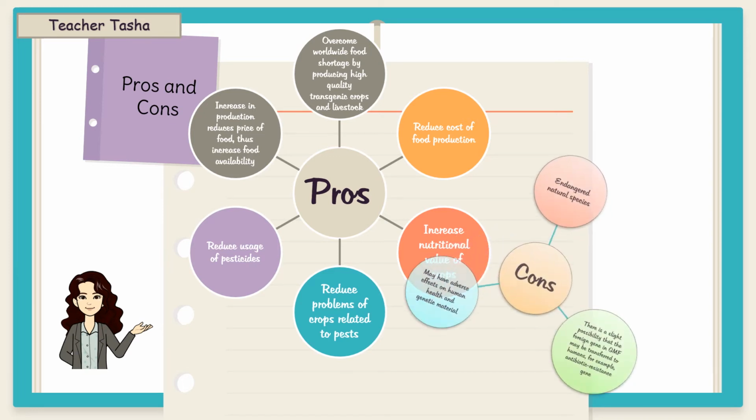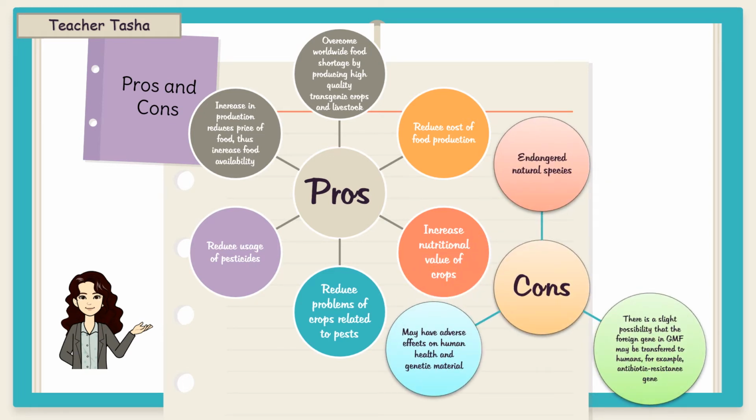But the cons are that, okay, it actually endangers natural species. There is a slight possibility that a foreign gene in genetically modified food may be transferred to humans, for example, an antibiotic resistant gene. And this may have an adverse effect on human health and also on the genetic material of humans in the long term.